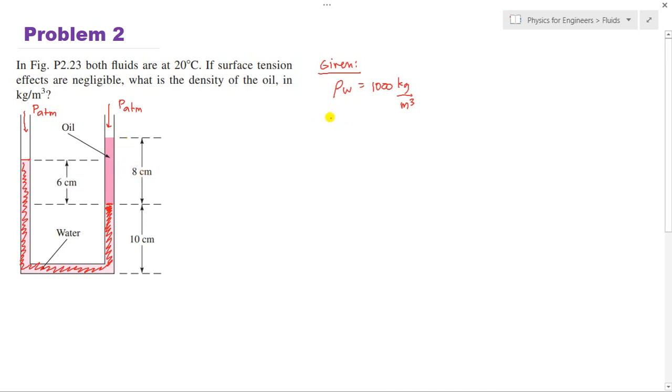Okay, given and then required. So ang required here is the density of the oil. So that is density of the oil. Okay, so solution.